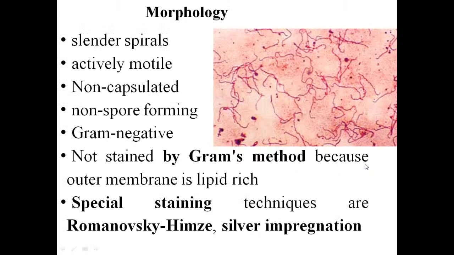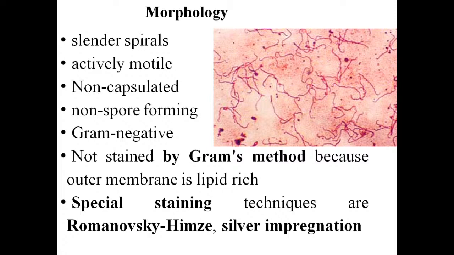Morphology of Treponema pallidum. They are slender spirals. You may look at this diagram. It is a smear. They are actively motile, very actively motile. They are non-capsulated and non-spore forming.